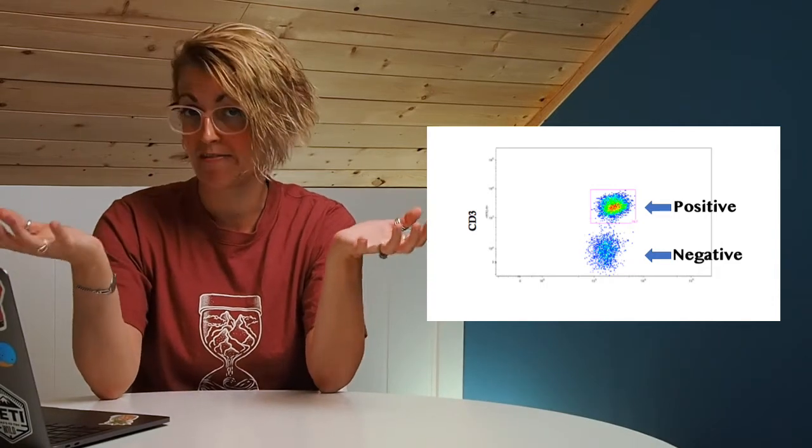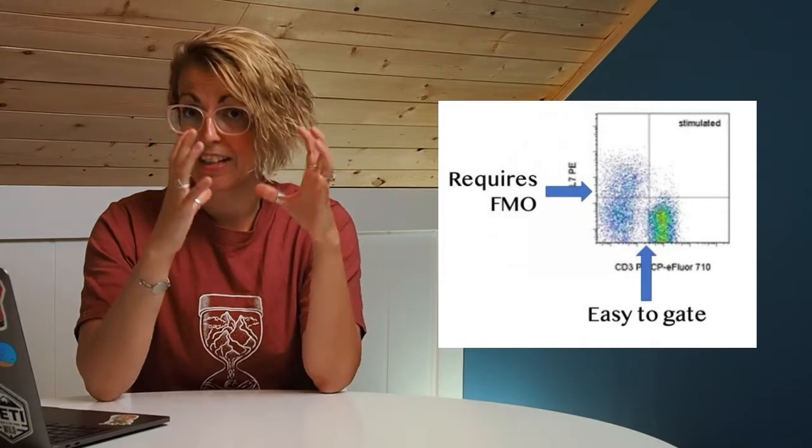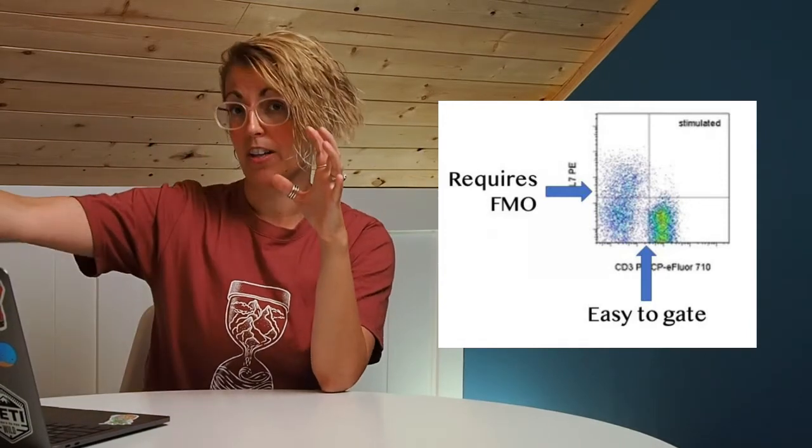However, if you're working with an activation marker or a cytokine or anything that doesn't have a clean discrimination between negative and positive, you should always have an FMO. So this will be things like plots where your negative just kind of trails into your positive. So when thinking about FMOs and which ones you may need or may not need, always make sure you have them for samples where accurate discrimination between negative and positive might be challenging.